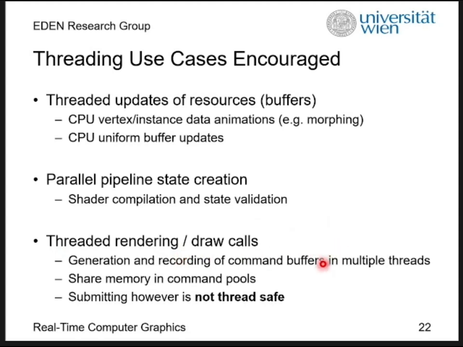Threaded rendering, draw calls, that is very, very important because you do that every single loop. Every single loop, you make a draw call. So this is where you really want to do as much parallelism as possible. And most of this is actually in generation and recording of command buffers in multiple threads. So we are recording what the GPU should do, and then we submit it.